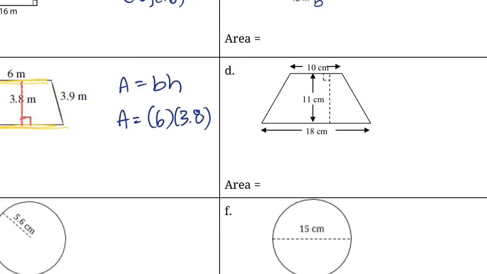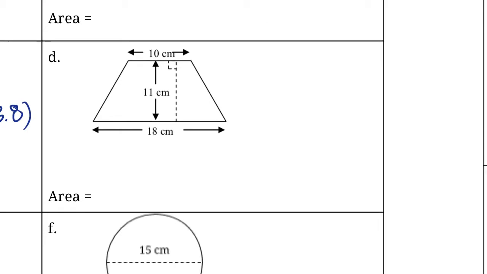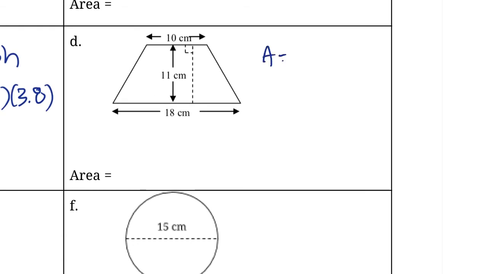The next shape is a little bit more of a complicated shape. That's a trapezoid, right? And if we look at our formula sheet, the area of a trapezoid is this fancy thing with brackets. It's got brackets a plus b, h over 2. So let's write out that formula first. A plus b, h over 2.